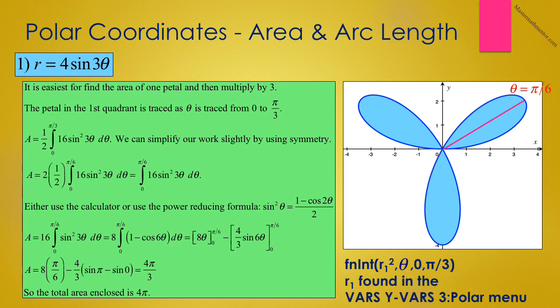If you are doing this by calculator, you put your function in R1. To do the calculation, you go to Math 9, which is FNINT, of R1 squared, comma, theta, comma, 0, comma, pi divided by 3. R1 is found in the vars, yvars 3 polar menu.